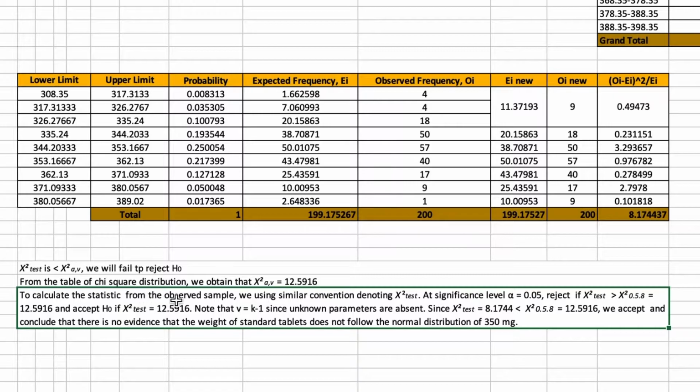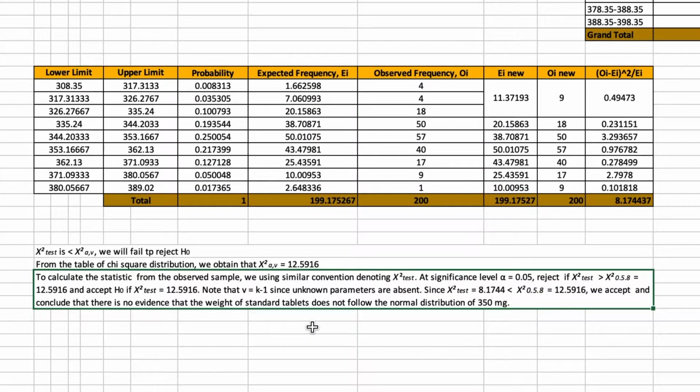To calculate the statistic from the observed sample, we use a similar convention denoting X squared test. At significance level alpha 0.05, reject if X squared test is higher than X squared 0.05, v equal to 12.5916, and accept H naught if X squared test is lower than 12.5916. Note that v equal to k minus 1 since unknown parameters are absent. Since X squared test is lower than X squared 0.05, v, we accept and conclude that there is no evidence that the weight of standard tablets does not follow the normal distribution of 350 mg.